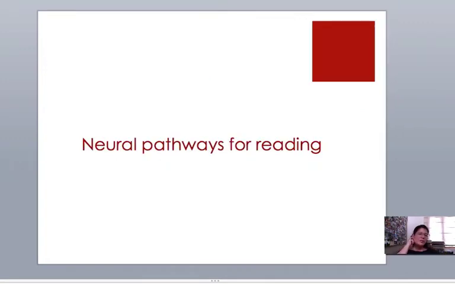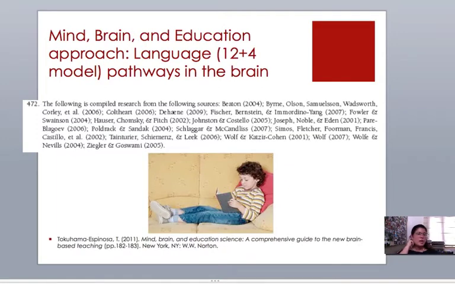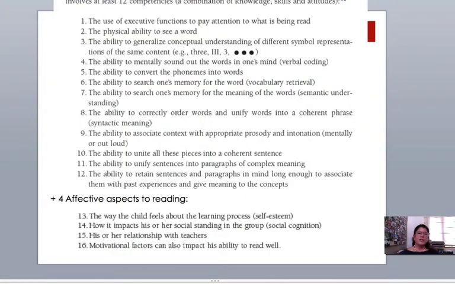So the neural pathways for reading can be broken down into, up to today, and I would say that this is probably going to change, 12 neural pathways that are necessary for reading, plus 4 affective pathways that I was able to identify based on the work of all these other wonderful researchers. First, we need to be able to pay attention, the use of executive functions to pay attention to what is being read. There's a need for a physical ability to actually see the word.